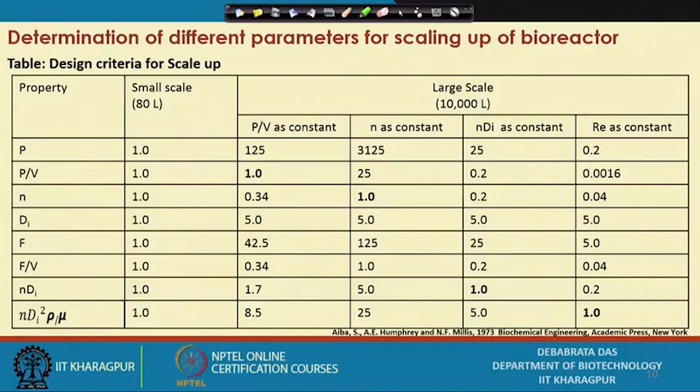Now let me show you how the different parameters we can calculate during the scale up. Here we have four different cases: in one case P by V ratio is constant, in another N is constant, another N DI is constant, and another the Reynolds number is constant. P by V is the power per unit volume of the reactor, N is the rotational speed of the stirrer, and N DI is the tip velocity of the stirrer.